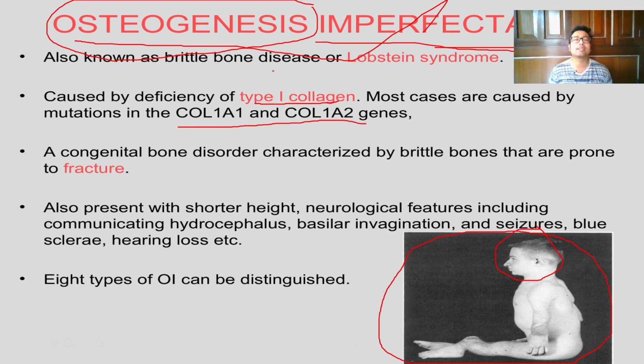These are genes that code for the formation of various types of collagen. So these are defective. And what is the main complaint? The complaints are brittle bones, easy fracture, non-union, reunion, these sorts of problems happen. So it is a congenital bone disorder characterized by brittle bones that are prone to fracture.